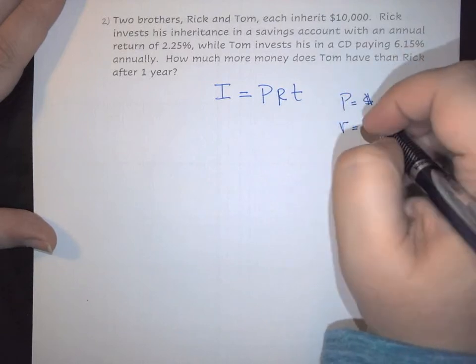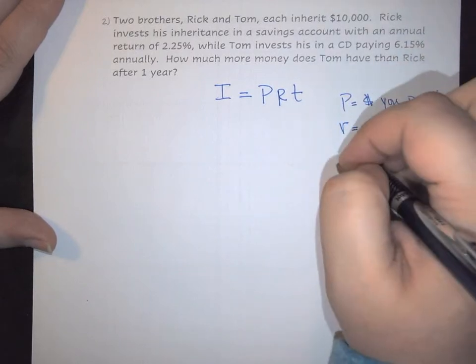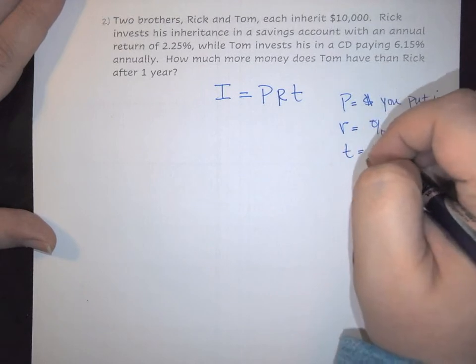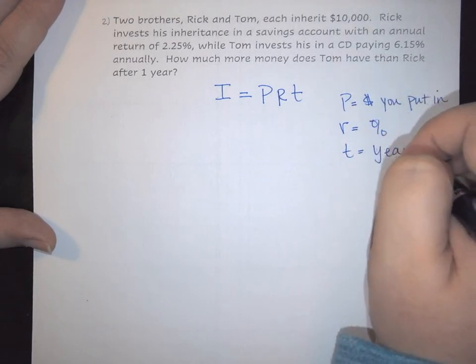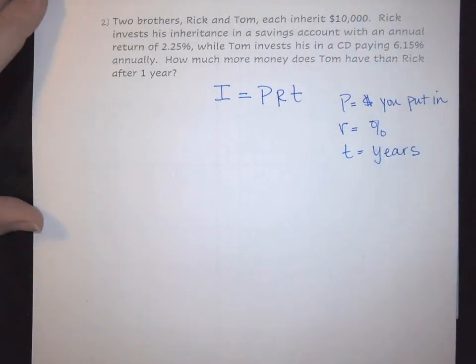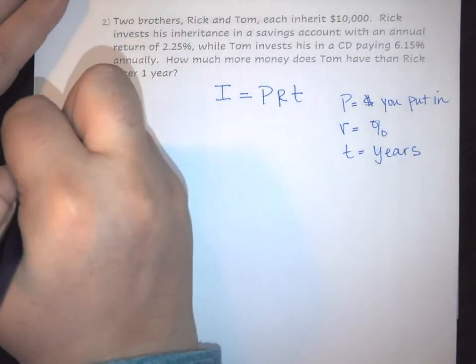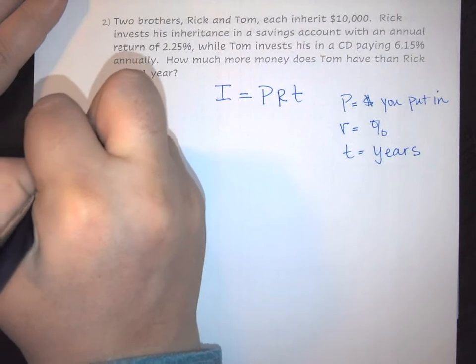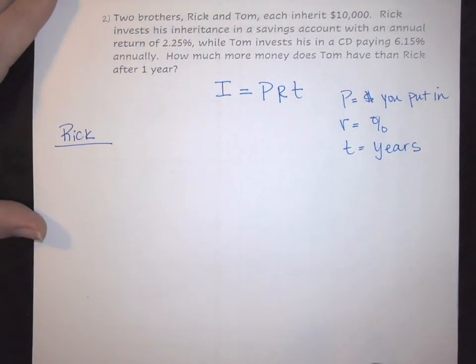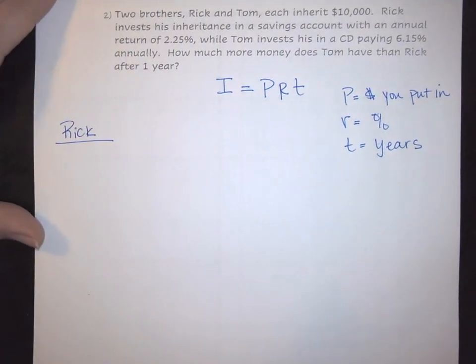R is going to be your percent, and T is going to be years. So we have to set this up for each person. First and foremost, we have Rick, so we need to look at our information about Rick.